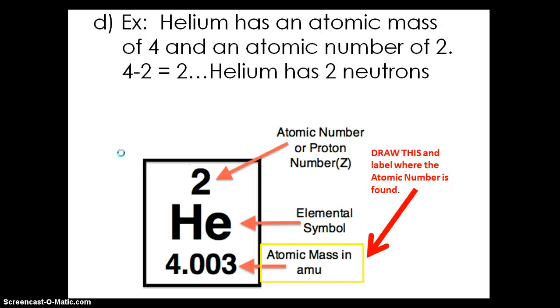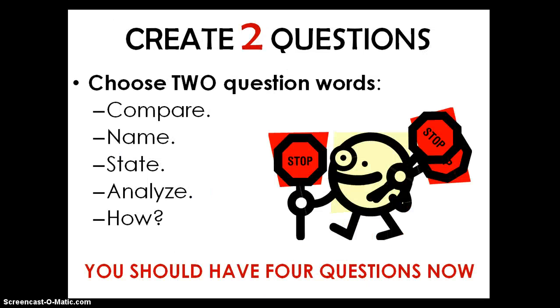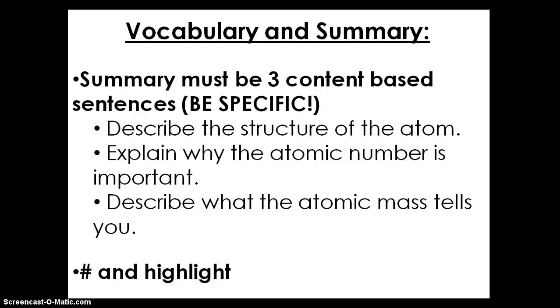And yes, you do draw this picture to show where the atomic mass number is. You're also going to create 2 more questions for a total of 4 questions. And for your summary, use your vocabulary words, describe the structure of the atom, explain why the atomic number is important, and what the atomic mass tells you. Okay? So these are 3 important facts you should have in your summary, and you should have at least 3 to maybe 5 sentences. Number and highlight your sentences when you're done.